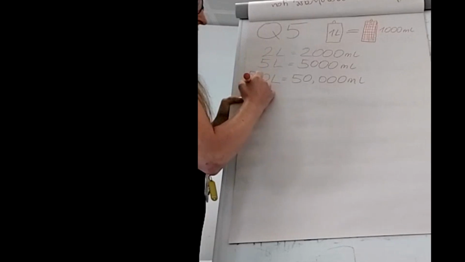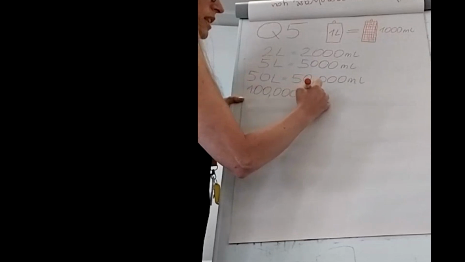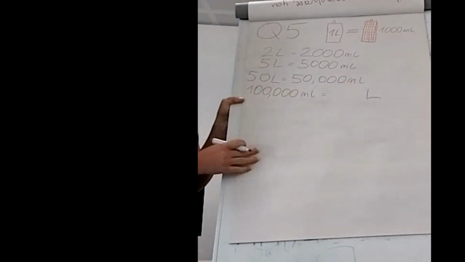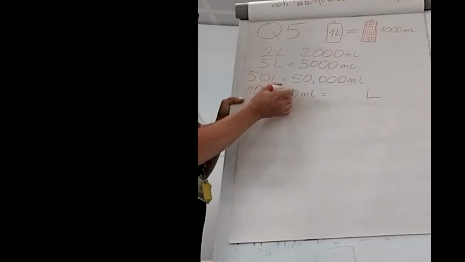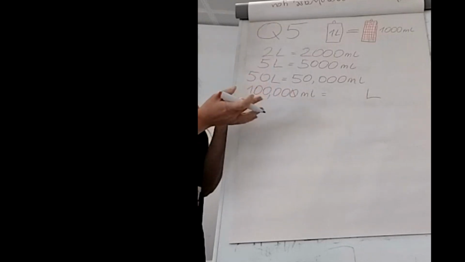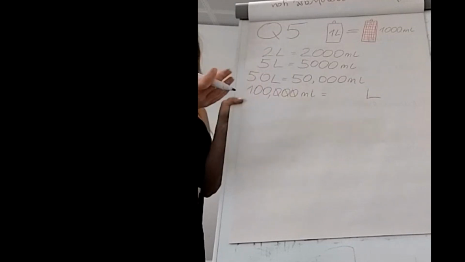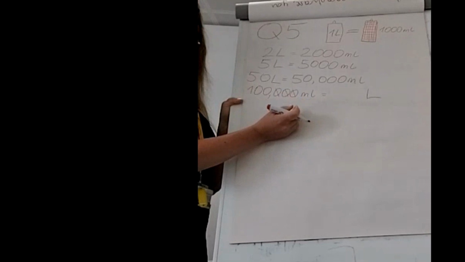What about 100,000 milliliters? How many liters are those? 100. How did you do that? Yes, you can either cross zeros, because zeros you can cross. How many can you cross? Three. 1, 2, 3. Or there's another option. You can move the dot.